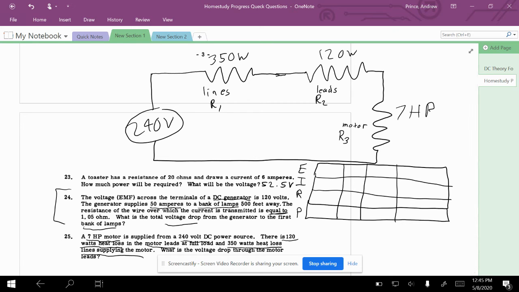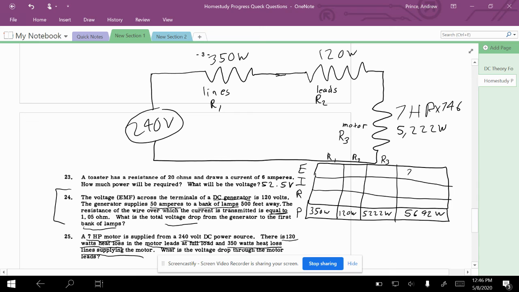So if we have 7 horsepower, that doesn't do a whole lot for us because we have wattages for the rest, but we have the conversion formula, right? So times 746 is going to give us 5,222 watts. So now we have the wattage at every single resistor. At R1, R2, R3, we have 350, 120, and 5,222. So 350 plus 120 plus 5,222 is 5,692.